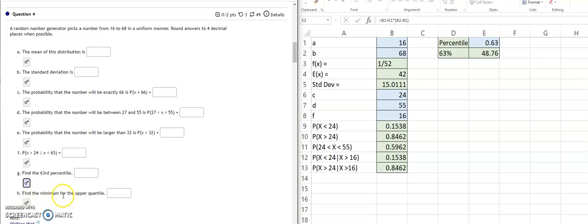Now it says find the minimum of the upper quartile. Quartiles are when the values are being divided into 4, so then we have the 25th percentile, the 50th, the 75th, and the 100th. So the lower quartile is going from 0 to 25. Then the two middles are going from 25 to 50 and 50 to 75. And then the upper is 75 to 100. Since it wants to know the minimum of the upper quartile, we can say 0.75 to represent 75%. So if we change it to 0.75, we get a value of 55, which matches what we have here.